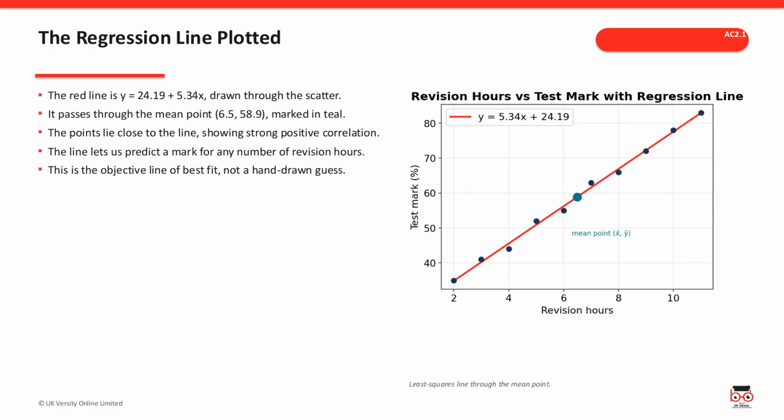Picture that line, y equals 24.19 plus 5.34x, drawn straight through the scatter. It slices through the mean point at 6.5 hours and 58.9 marks, and the dots cluster nicely close to it, confirming a strong positive correlation. The real payoff is that the line now lets us predict a mark for any number of revision hours. And because it's the least squares line, it's objective, not a wobbly hand-drawn guess.